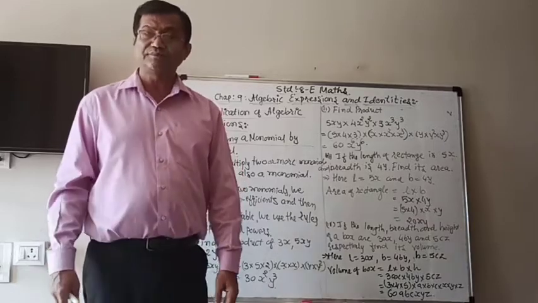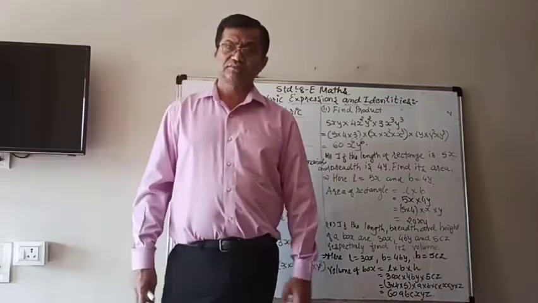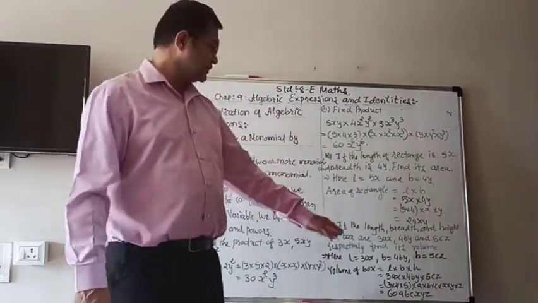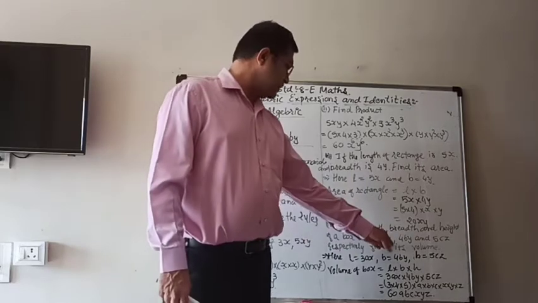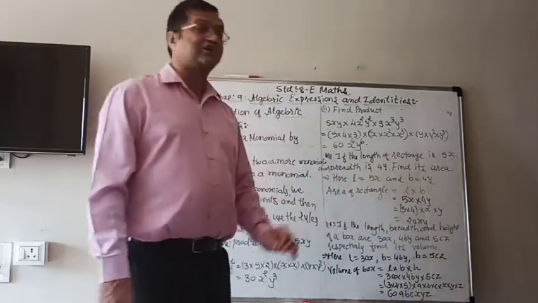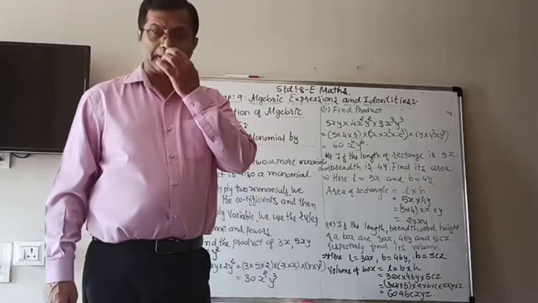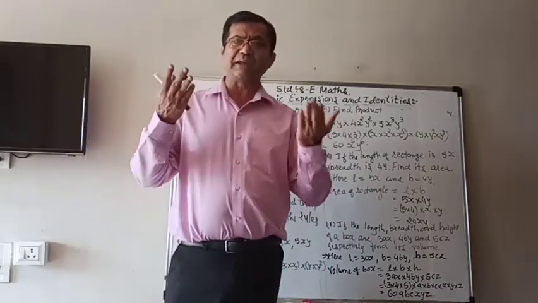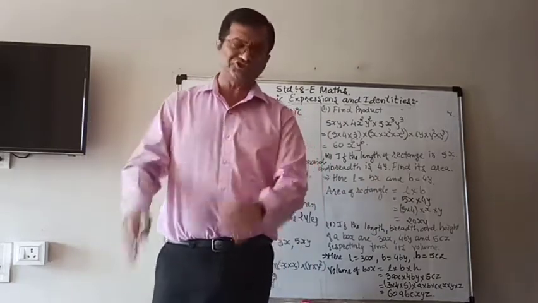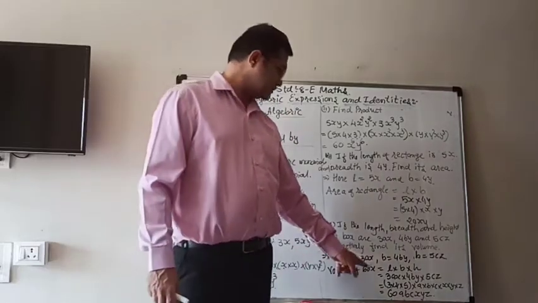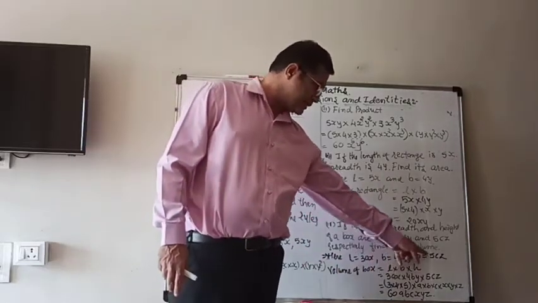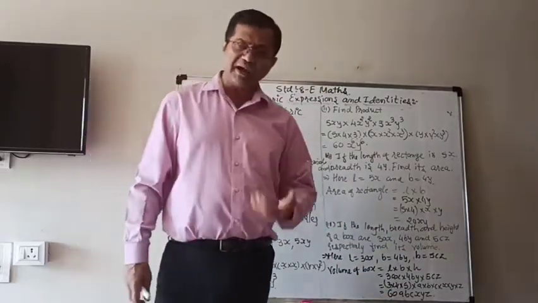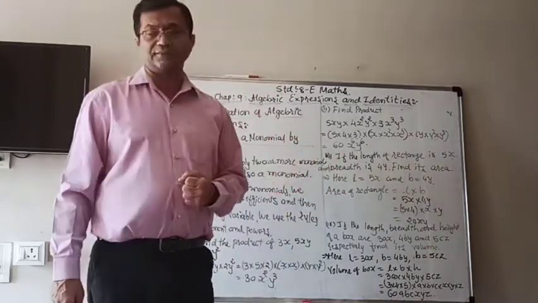Similarly, for the volume also, for a box, the length, breadth and height are given here as 3ax, 4by and 5cz respectively, and we have to find the volume. So now the volume of the box, it is a cuboid. So length multiplied by breadth multiplied by height, LBH. So we write down 3ax multiplied by 4by multiplied by 5cz.